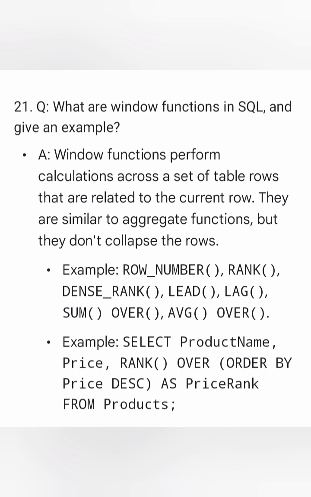21. Q. What are window functions in SQL, and give an example. A. Window functions perform calculations across a set of table rows that are related to the current row. They are similar to aggregate functions, but they don't collapse the rows. Examples: ROW_NUMBER, RANK, DENSE_RANK, LEAD, LAG, SUM OVER, AVG OVER. Example. Select product_name, price, RANK() OVER (ORDER BY price DESC) as price_rank from products.